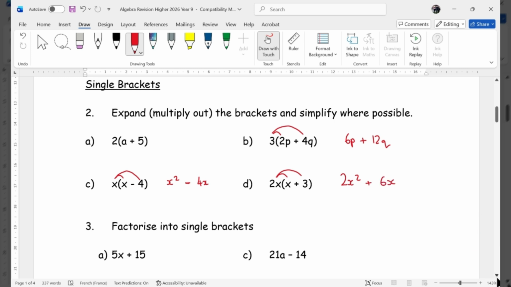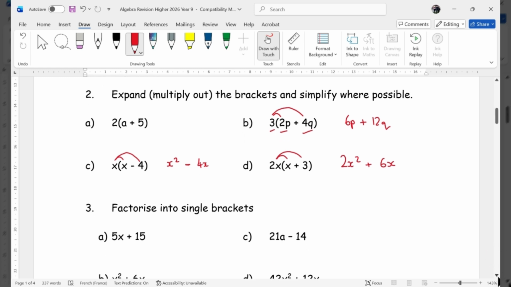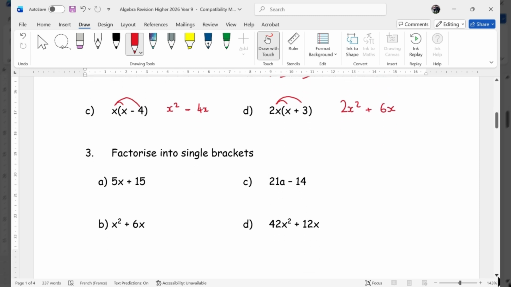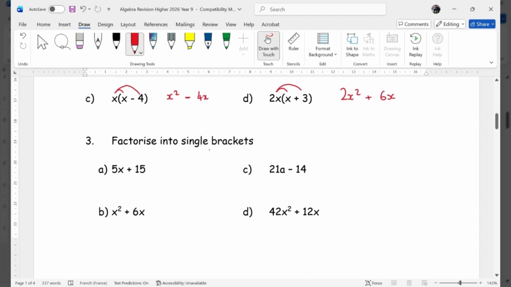So multiply what's inside the bracket. Multiply the two things inside the bracket by whatever's outside the bracket. I think you're all happy with that. Now, in terms of factorizing, you see that there's two terms. So even if it doesn't say single brackets, the giveaway that it's single brackets is 1, 2 terms.